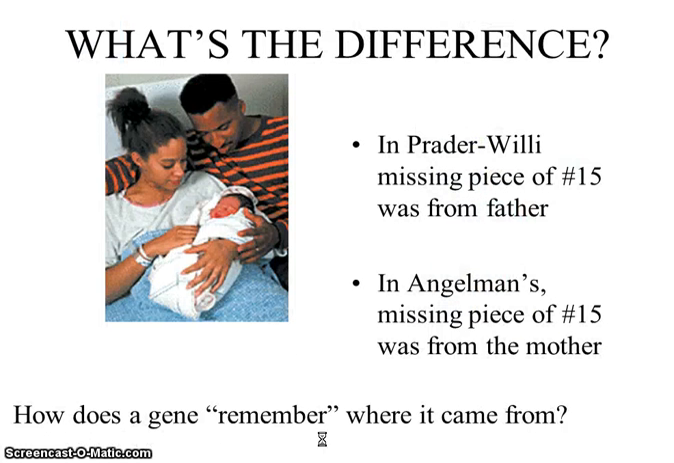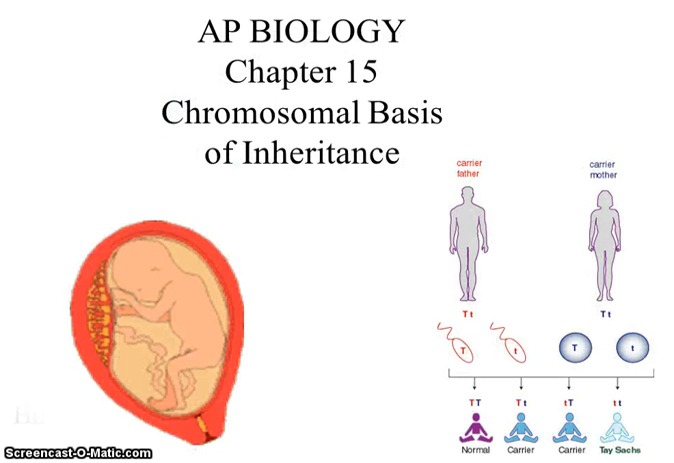So what's the difference? In Prader-Willi, that piece came from his father. In Angelman, that piece came from the mother. How does your gene know this? How can it get this? So it's all coming from genomic imprinting. Let's talk about chapter 15.